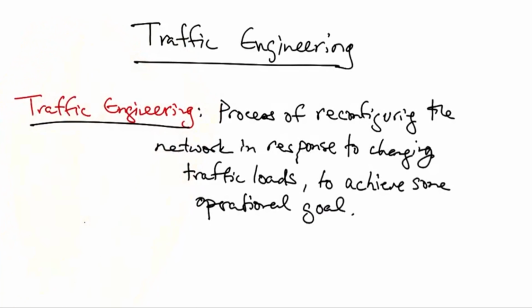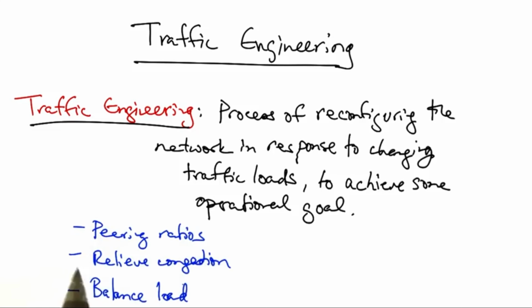Traffic engineering is the process of reconfiguring the network in response to changing traffic loads to achieve some operational goal. A network operator might want to reconfigure the network in response to changing loads to, for example, maintain traffic ratios in a peering relationship, or to relieve congestion on certain links in the network, or to balance load more evenly across the available links in the network.